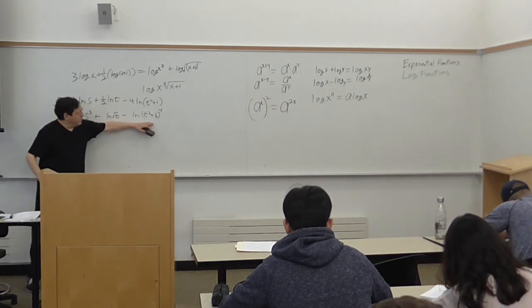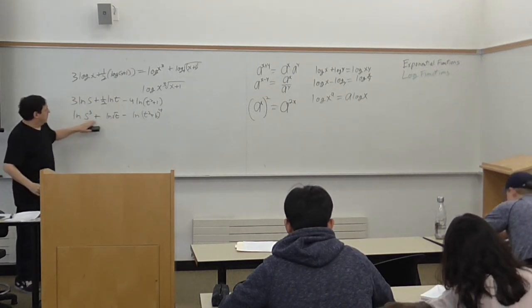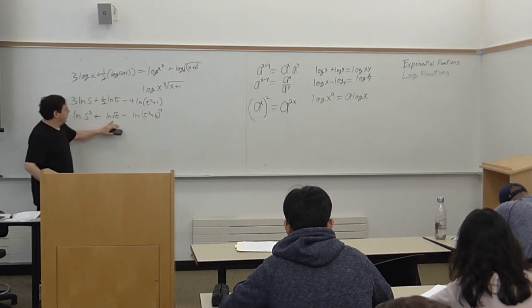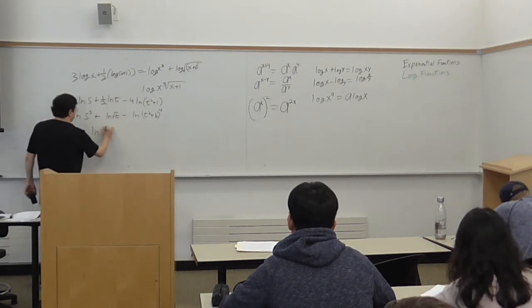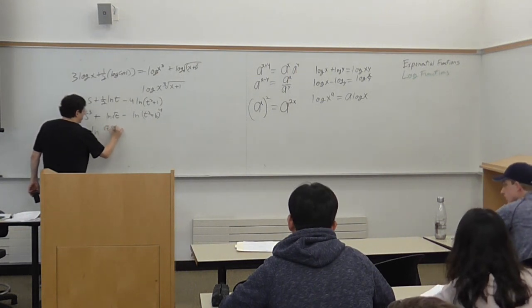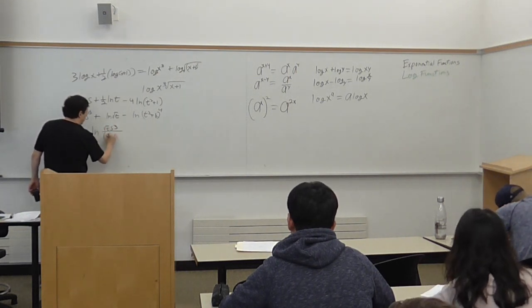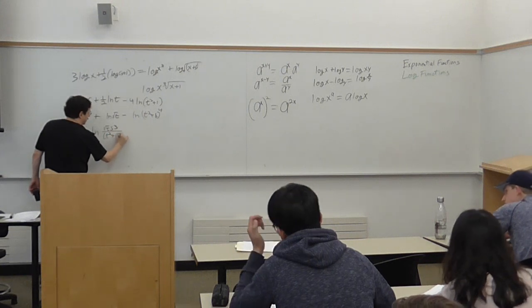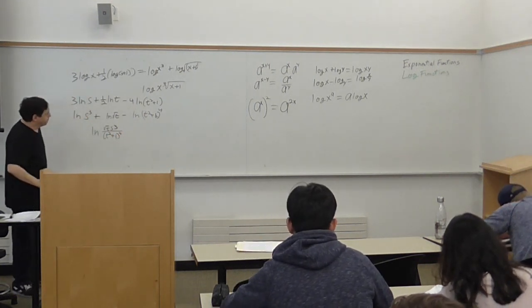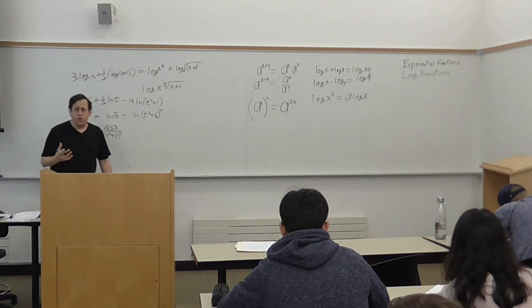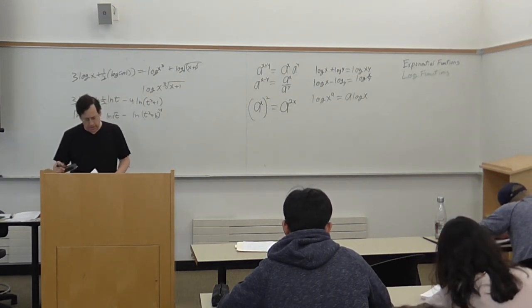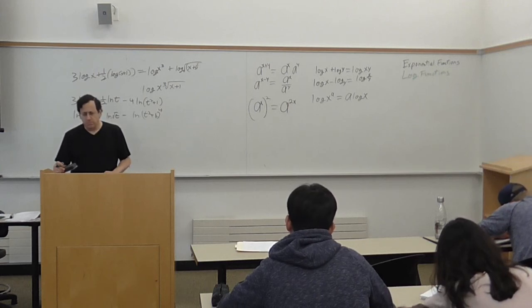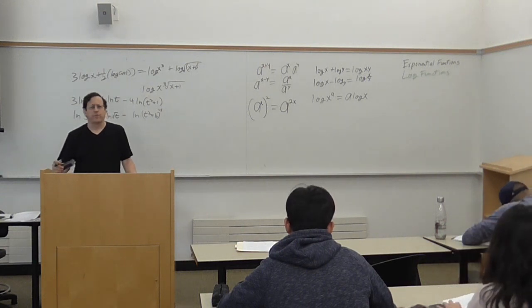But now I want to combine these, right? Adding logs is multiplying, subtracting logs is dividing. So this just becomes the log of square root of t times s cubed divided by t squared plus 1 to the 4th. So that's kind of how you manipulate these expressions. We're going to stop here and we're going to look at this some more on Friday.